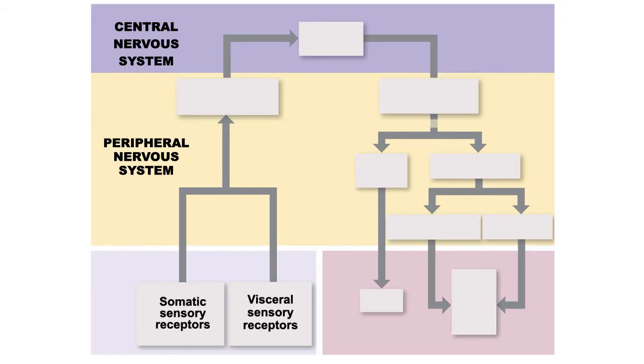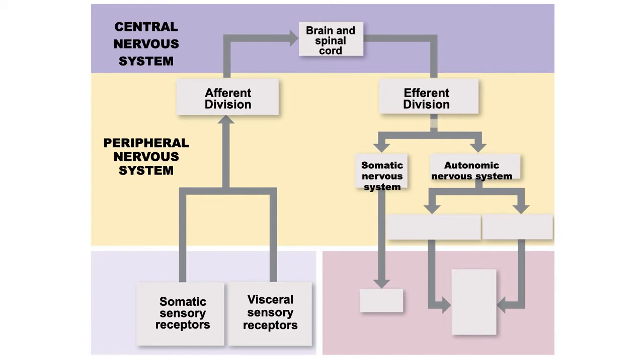Okay, so you have the central nervous system, and you see right here, at the very bottom on the left-hand side, we have somatic sensory receptors and visceral sensory receptors sending through the afferent division to the brain and the spinal cord, which sends to the efferent division, either the somatic or autonomic nervous systems. So somatic goes to skeletal muscle, autonomic goes to sympathetic or parasympathetic, and then smooth muscle, cardiac muscle, and glands. So make sure you look at this chart and understand the flow of signals throughout the body.